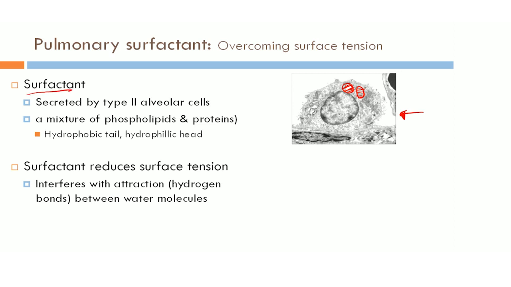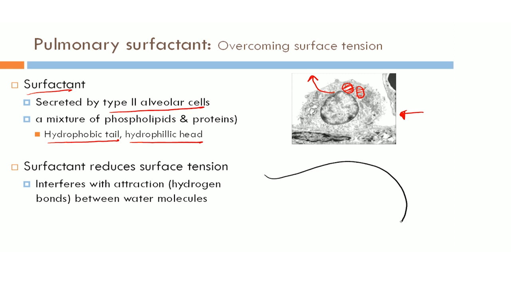So pulmonary surfactant is produced by type 2 cells, and then it's released into the alveolar space. And when it's released, what it does is it lines up against the water layer because it's made up of hydrophobic tails and hydrophilic heads. Let's have a look at what that looks like.